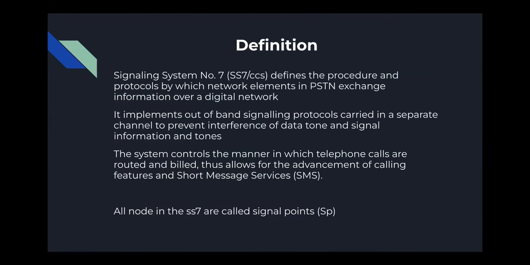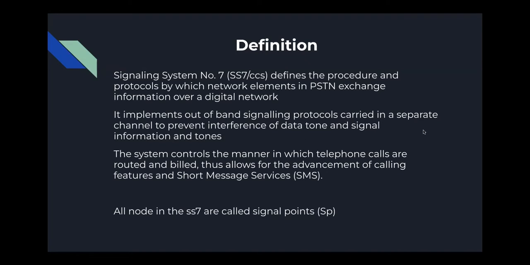Before SS7 there was SS6, and before SS6 there was SS5, as the previous person had said. In SS7 they chose to implement out-of-band signaling so that they can tackle some of the challenges that had been experienced before, that is interference in the transport layers, in the trunks. The out-of-band signaling divides them into separate transports.